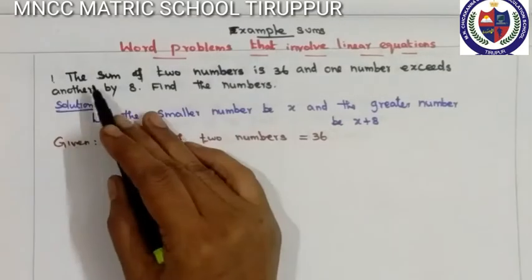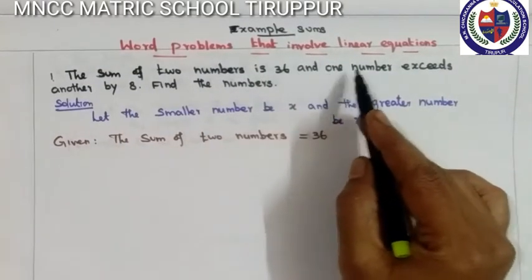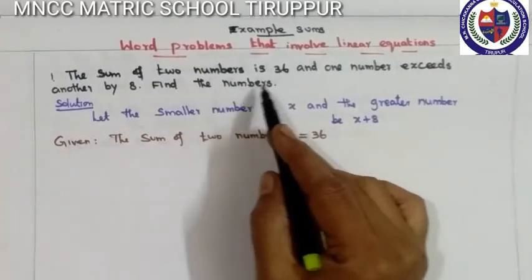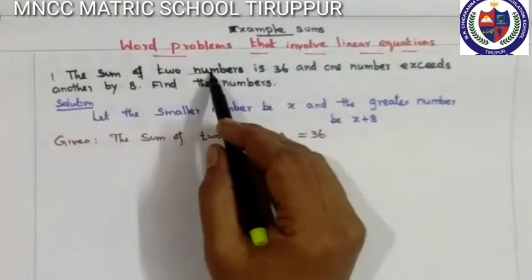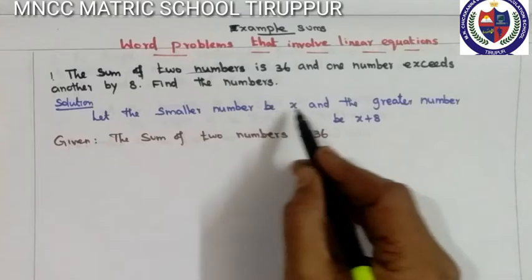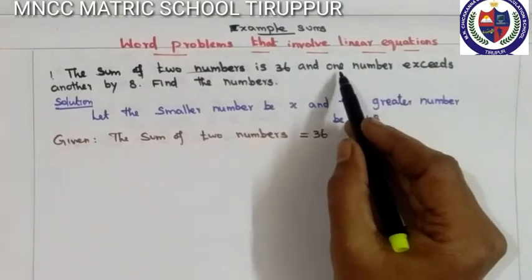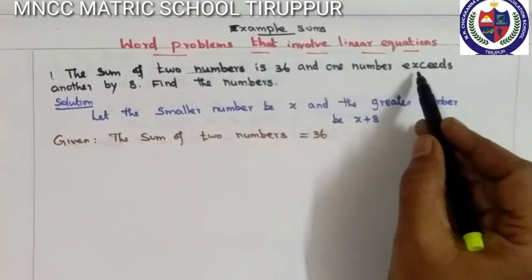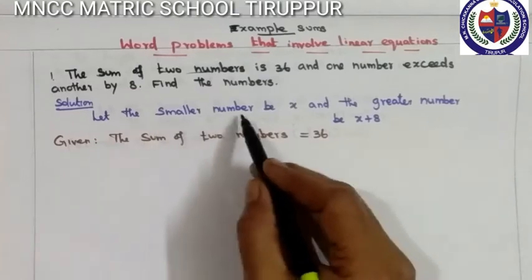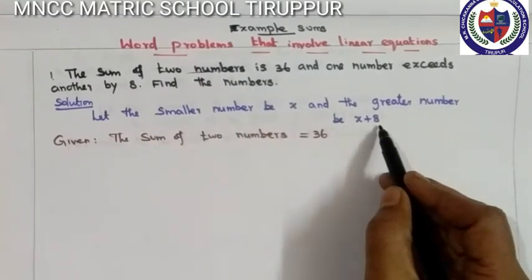Listen to the question. The sum of two numbers is 36 and one number exceeds another by 8. Find the numbers. One number is the smaller number, which we take as x. The greater number exceeds the smaller by 8, so the greater number we take as x plus 8.